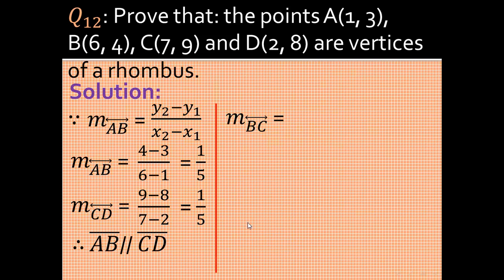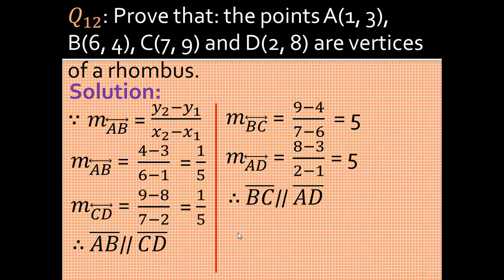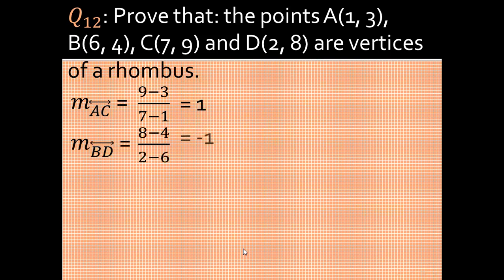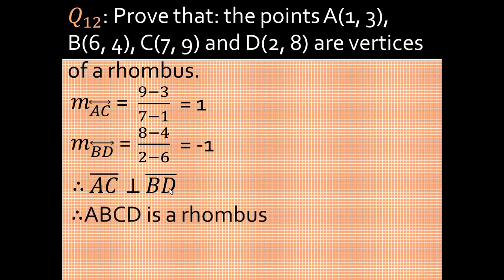Second step, find the slope of BC equals 5, and the slope of AD also equals 5. Then BC is parallel to AD. At this step, we prove that the shape is a parallelogram, not yet a rhombus. We must add the two diagonals. Then find the slope of the two diagonals: AC equals 9 minus 3 divided by 7 minus 1 equals 1, and the slope of BD equals negative 1. Then AC is perpendicular to BD, it means the two diagonals are perpendicular. Then ABCD is a rhombus.